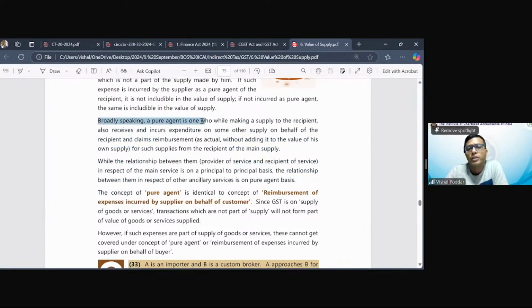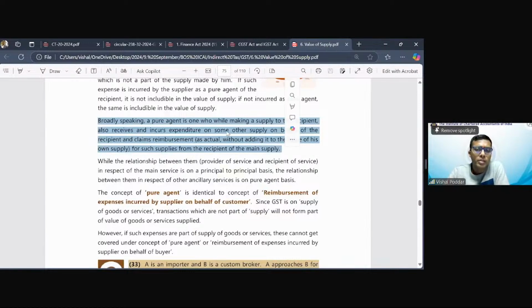So broadly speaking, a pure agent is one who, while making supply to the recipient, what is my supply? My supply is the return filing. My supply is the audit. Also receives and incurs expenses on some other supply. What is this some other supply? First is the tax payment. In the second case, it is the traveling, transport, lodging, etc. on behalf of the recipient. Now, this on behalf of the recipient is proved on the basis of bills and claims reimbursement. Most important, as actual, without adding to it the value of his own supply. That is, I'm not adding any profit for such supplies from the recipient of the main supply.